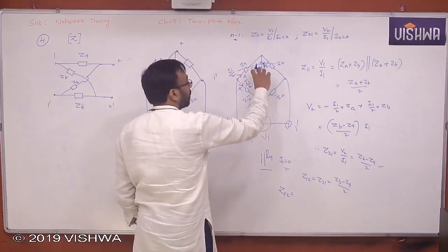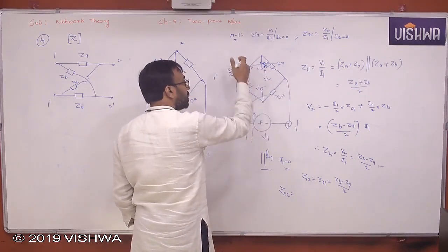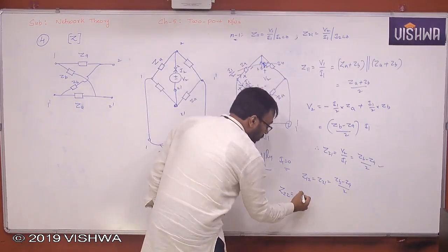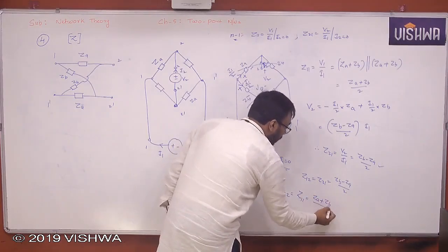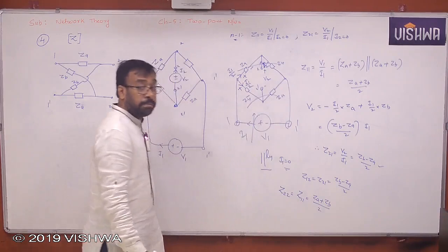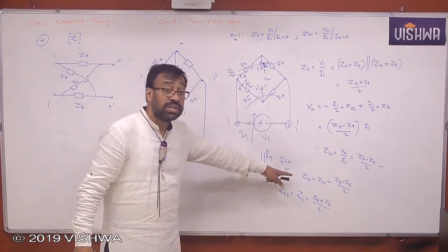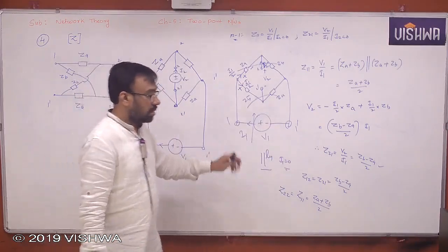When you apply here, these two are in series. These two are in series. The results are in parallel. Then ZA plus ZB, ZA plus ZB, parallel means ZA plus ZB by 2. And therefore, you will definitely get the same value as you got in case of Z11. Condition for symmetry is satisfied. Condition for reciprocity is obvious without even calculating, because there is no dependent source. This is how you can calculate.